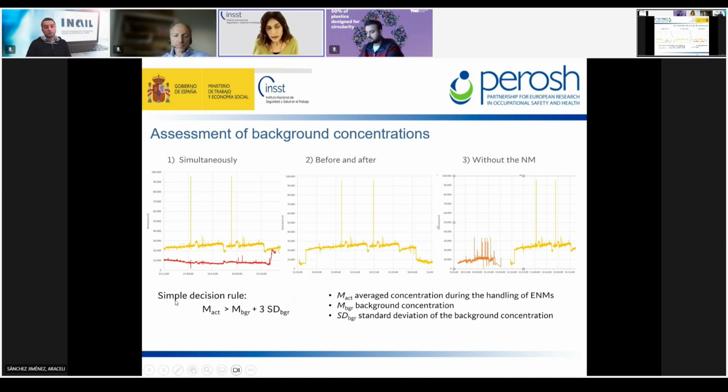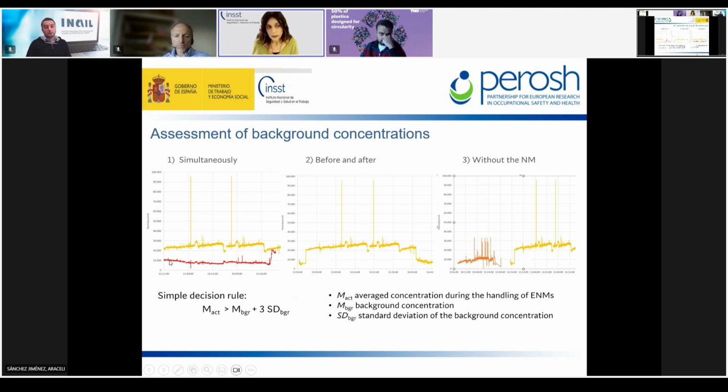The standard has a few rules to evaluate whether there is a statistically significant difference in the particle numbers when you're handling the nanomaterial and the particle numbers of the background. But it doesn't say how to assess this background. So there are basically 3 methods. You can measure simultaneously during your activity.